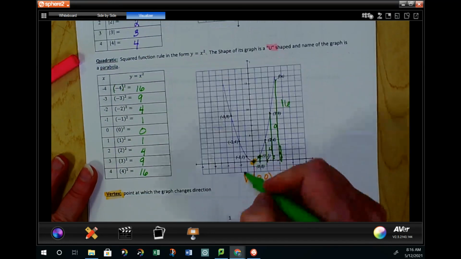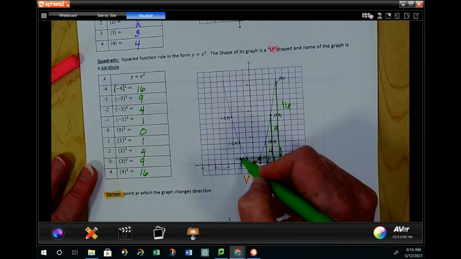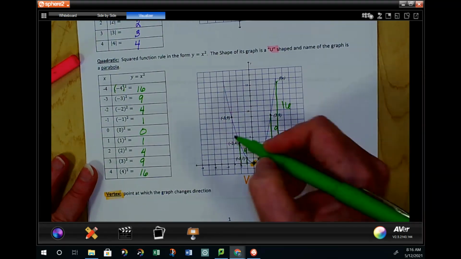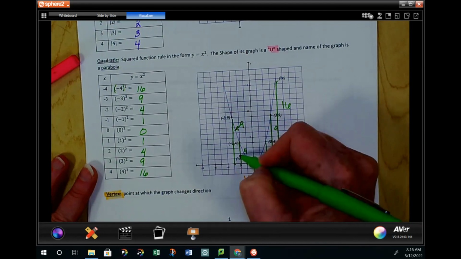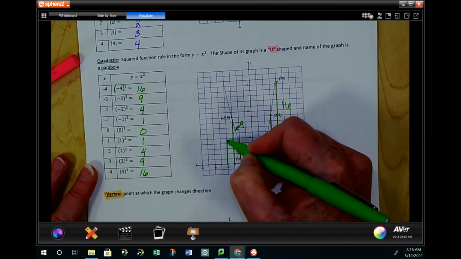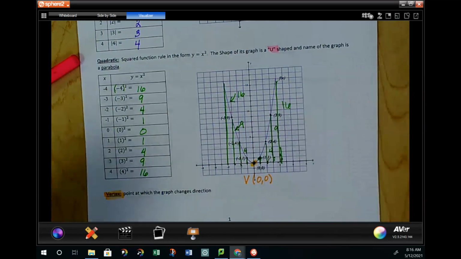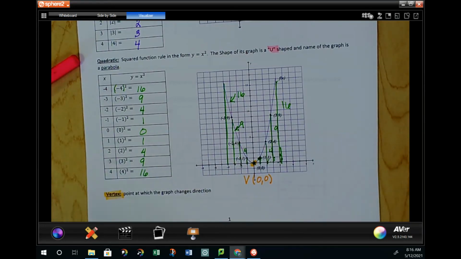Same thing when I move to the left. I move to the left 1, up 1. When I go over 2, I go up 4. When I go over 3 to the left, I go up 9. And when I go over 4 to the left, I go up 16. So again, it's that same thing. It always depends on that particular vertex point. And those are the graphs that we are studying for this.